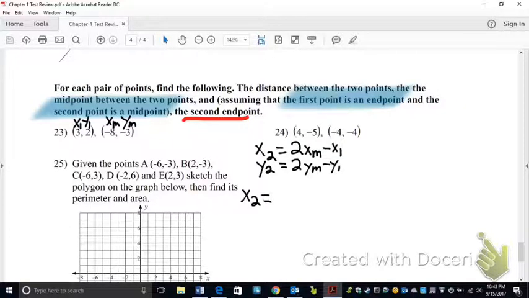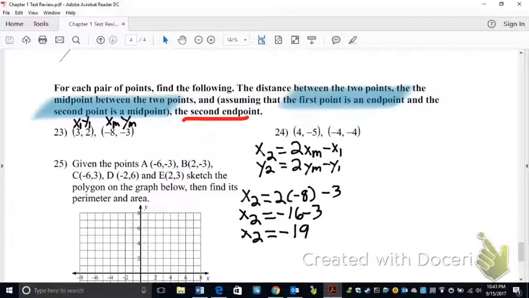We can go x2. That's the x portion of the second endpoint. We're going to go 2 times negative 8 minus 3, or x2 equals 2 times negative 8 minus 3. So 2 times negative 8 is negative 16. Negative 16 minus 3 gives us negative 19.